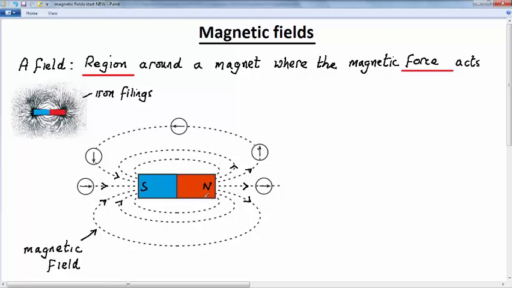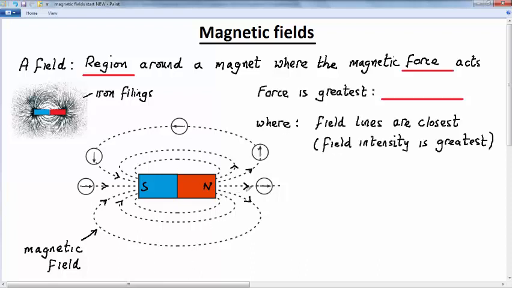So what else can we say about our magnetic field? Well, it is actually the magnetic field which produces the force, and where the magnetic field lines are closest together, then the force is greatest. That's to say, where the field lines are closest together, the intensity of the magnetic field is greatest, and so the force is greatest. And this always occurs at the poles of the magnet. So the force is greatest at the poles, where the field lines are closest together.